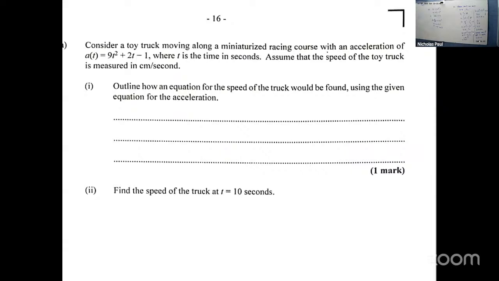Next part, some more to do here. So all we have to do is integrate. Find the speed of the truck when t is 10. Find the speed of the truck when t is 10. Hurry up now.